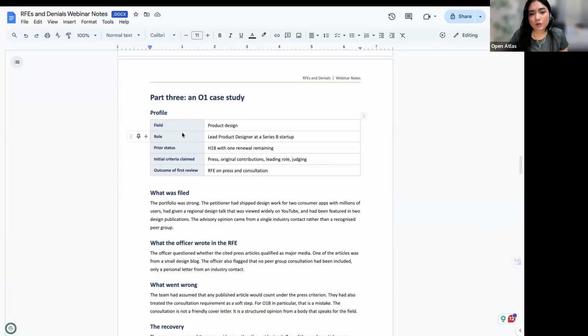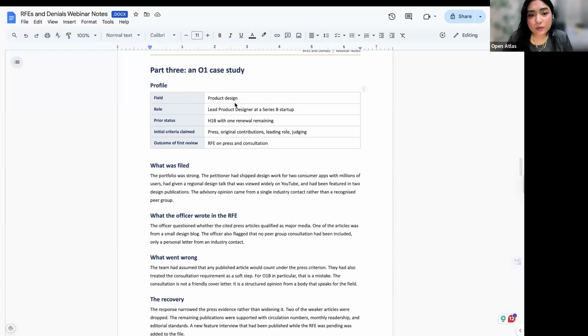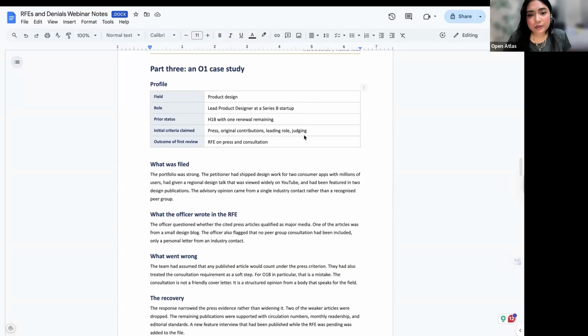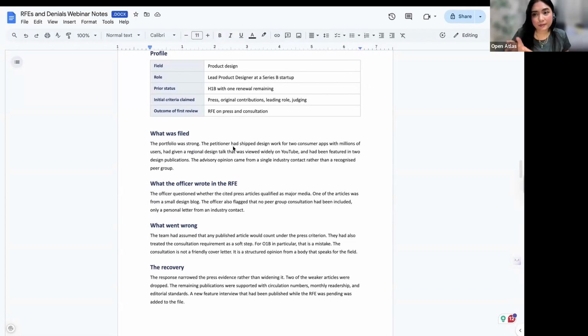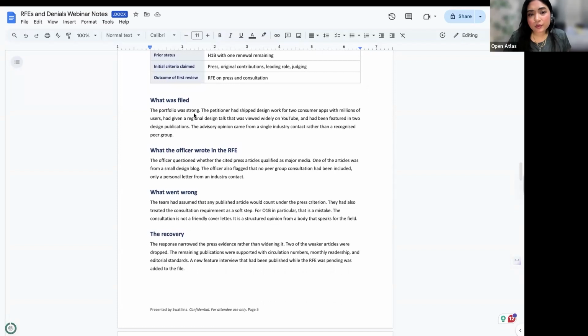Now let's go ahead with the O1 case study. So the field was product designing, a lead product designer at a Series B startup, on H1B with one renewal remaining. Press, original contribution, leading role, and judging were picked up because he already had some of this rolling out on his name. So we decided that we're going to build around it. Outcome of the first review: RFE on press and consultation.